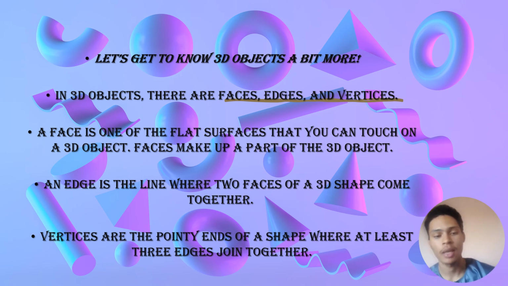Now, an edge is the line where two faces of a 3D shape come together. You can run your finger on an edge and you can feel it. You can feel when there is an edge. Same with vertices. What are vertices? Vertices are the pointy ends of a shape where at least three edges join together.